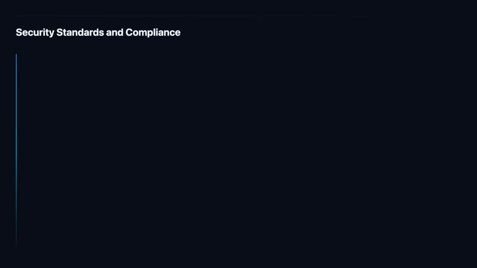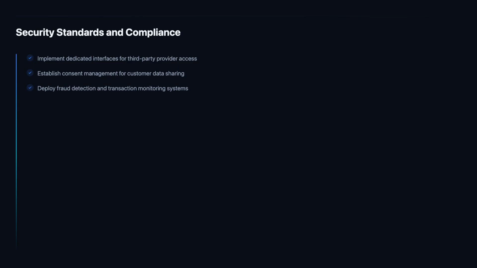Meeting PSD2 security standards requires attention to multiple technical and organizational dimensions. Dedicated APIs provide TPPs with secure, standardized access to customer data while maintaining control over our systems. Robust consent management ensures customers explicitly authorize every data sharing and payment initiation request. Real-time fraud detection and transaction monitoring protect both our organization and our customers from unauthorized activity. Comprehensive audit trails demonstrate compliance to regulators and provide evidence for incident investigations.